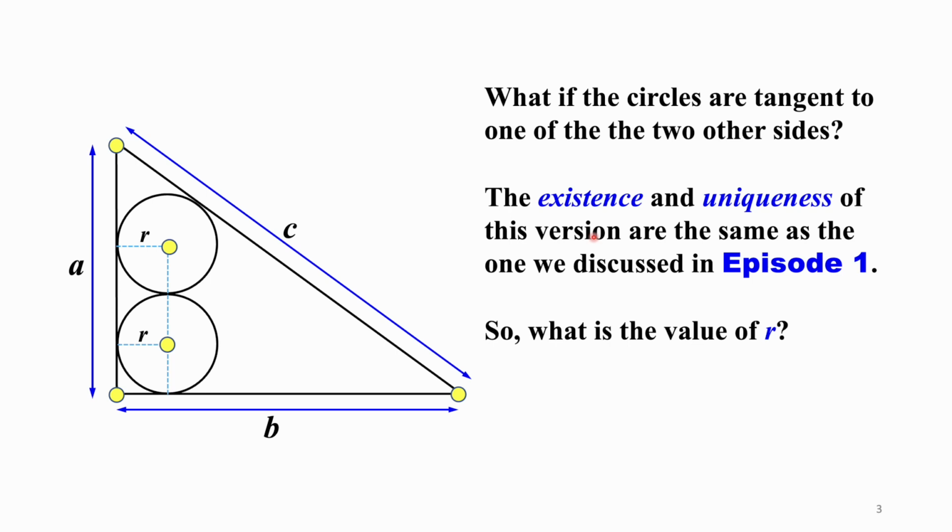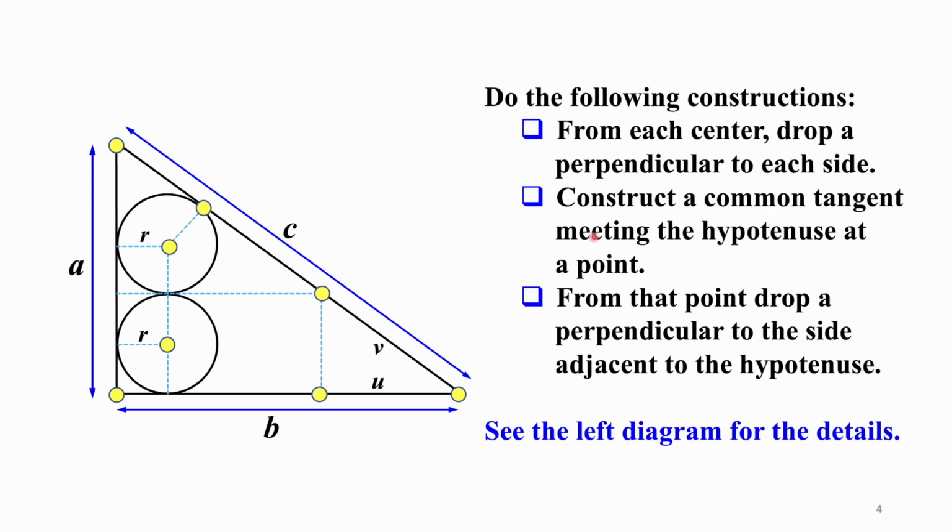Is that simple? Yes, it's rather simple, but the technique is slightly different from the one we used in episode 1. So let's do some constructions. From each center, we drop a perpendicular to side A, side B, and side C. For this circle, we drop a perpendicular to side A and side B, but we did not drop a perpendicular to side C. Why?